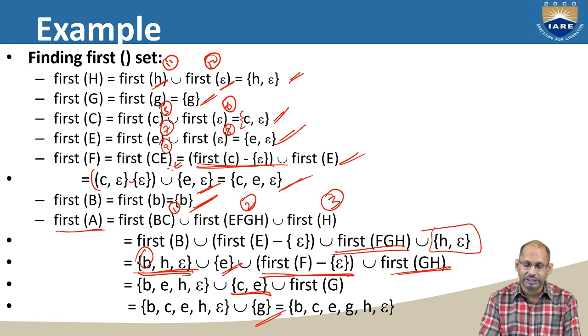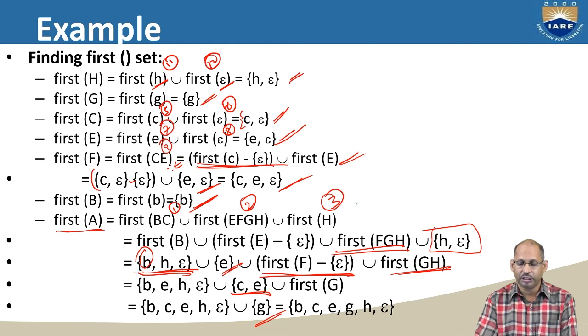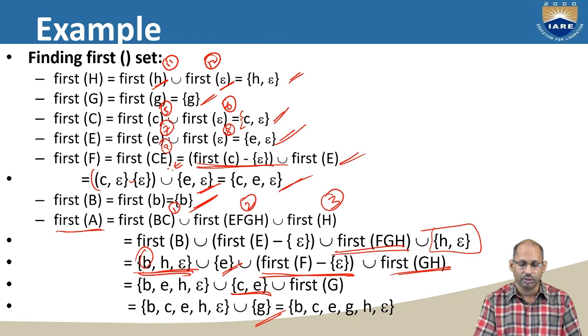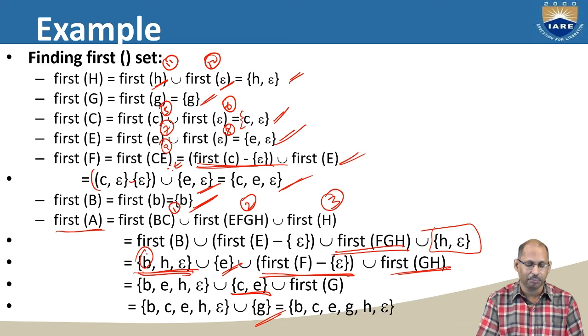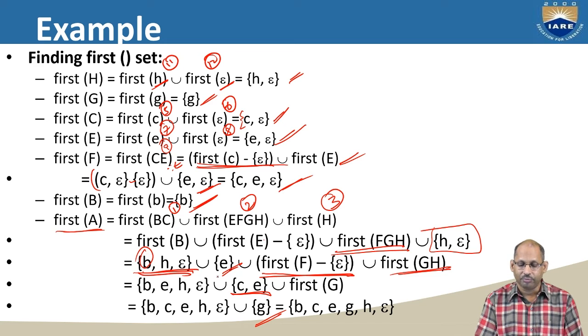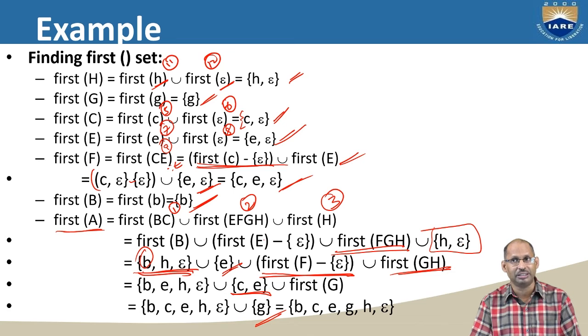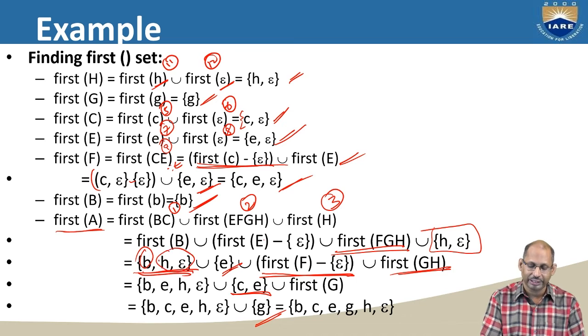From the second production, we are considering the first of EFGH. From the third production, we are considering first of H. Right? BC, EFGH, H. B is only a terminal, so we are considering B. Then first of H is H epsilon, since it has epsilon, but after H there is no other terminal or variable symbols, so we have to consider here H epsilon.